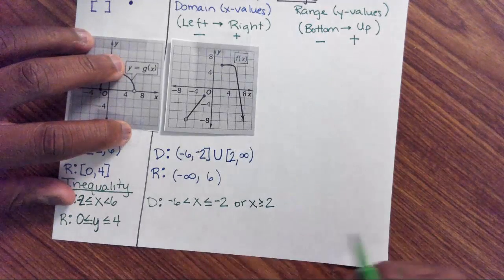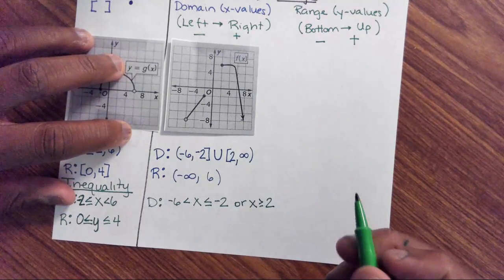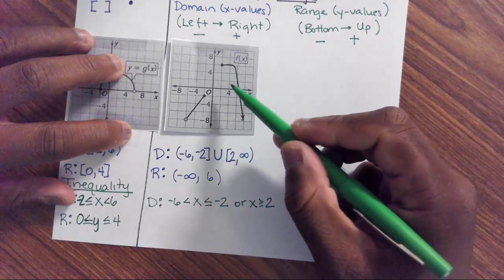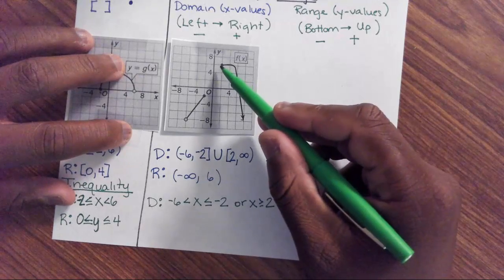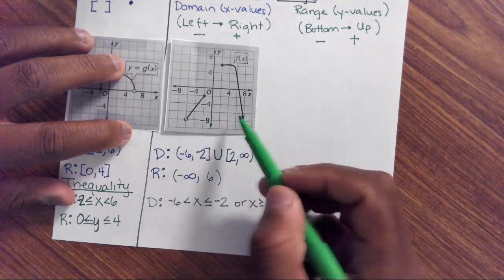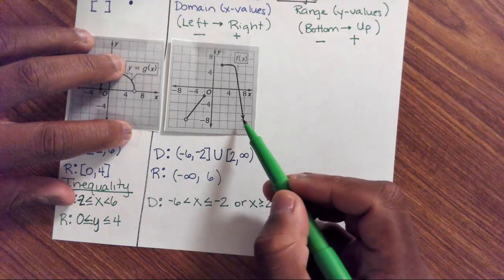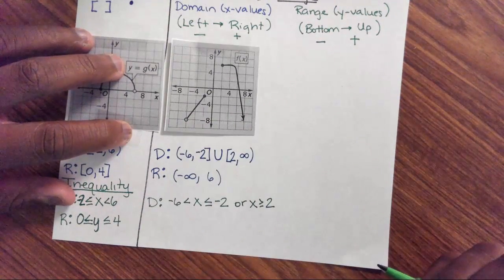Why didn't you do a union for the range? Why is it just negative infinity? Because the negative infinity covers up everything. From this point on down, this line is encompassed inside of this right here. Do you see that? It's all covered up here. That's why it doesn't matter.